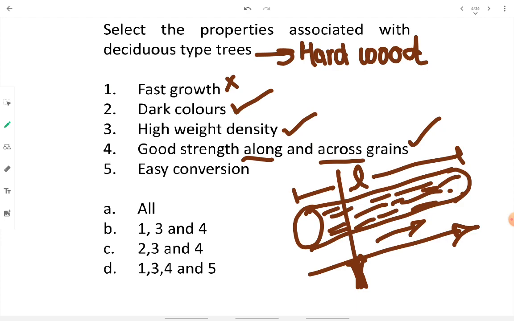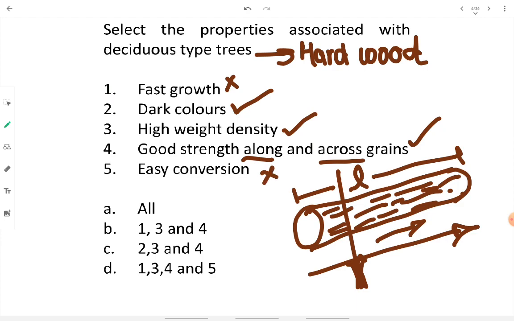Easy conversion. See, if the timber is hard, if the material is hard, having good specific gravity and good durability, then its conversion or processing, or let's say the summarized term here is workability, of a hardwood is kind of difficult. Its conversion, its processing is difficult. Powerful tools and automatic machinery are to be put to use when dealing with hardwood. Therefore easy conversion is not a property associated with hardwood. Therefore point number 5 is wrong.